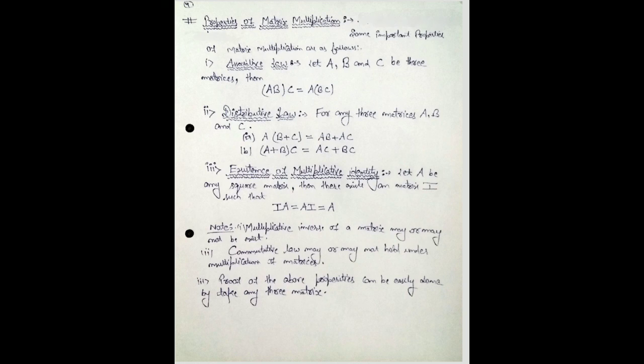Now I have written some important notes about properties of matrix multiplication. You should remember these notes. The first note is that the multiplicative inverse of a matrix may or may not exist. Second note is that commutative law may or may not hold under multiplication of matrices, which we already proved. We can also prove these properties by taking matrices of our choice. It completes the topic of this video.